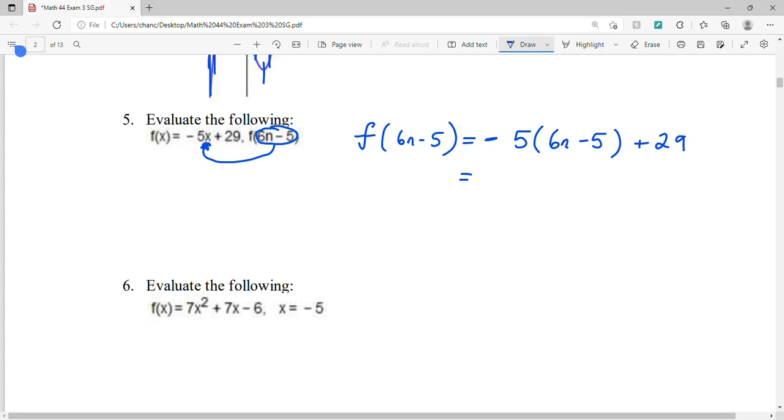We need to distribute now. Negative 5 times 6n is negative 30n. Negative 5 times negative 5, that's a positive 25. And then we have a positive 29. We'll simplify a little bit further, bring down the negative 30n, and then we'll add 25 plus 29. That gives us a positive 54, and this is our solution. We make sure our equal signs are lined up from top to bottom, and we show our work on each step.